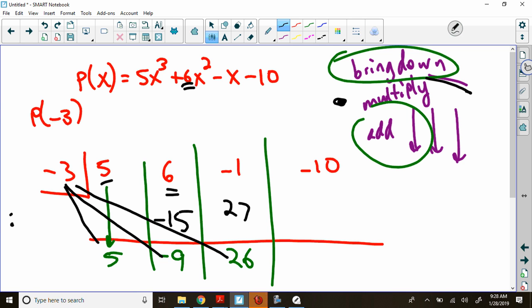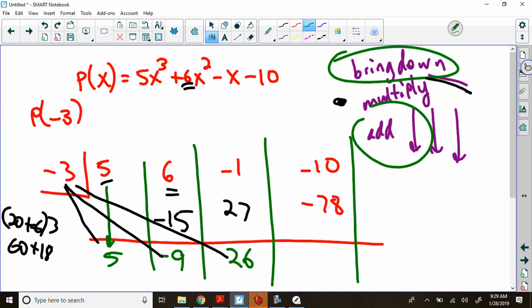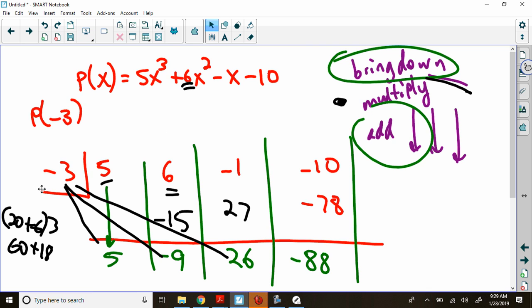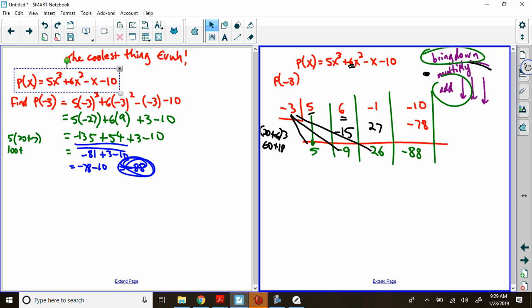Multiplying diagonally, -3 times 26. So 20 plus 6 times 3, that's 60 and 18, is that 78? And it's negative. So that's -78. And I'm adding down the column. What do I get in the last cell? -88. How does that compare to what I got a minute ago? Is that the same thing? But I didn't have to cube anything. I didn't have to square anything. Pretty wild.